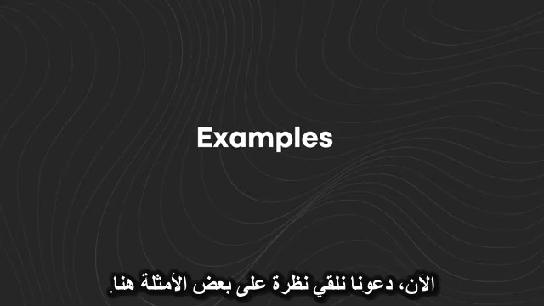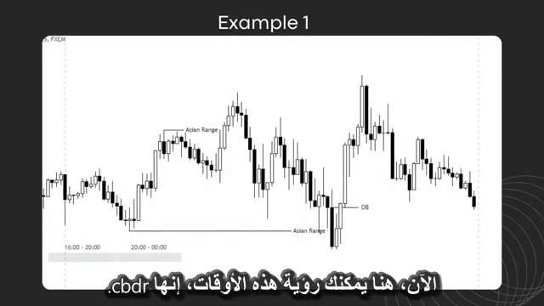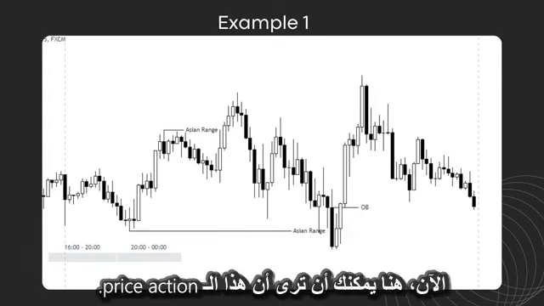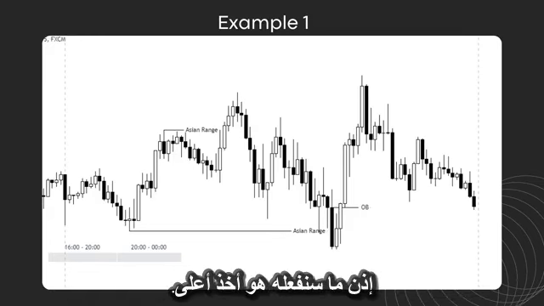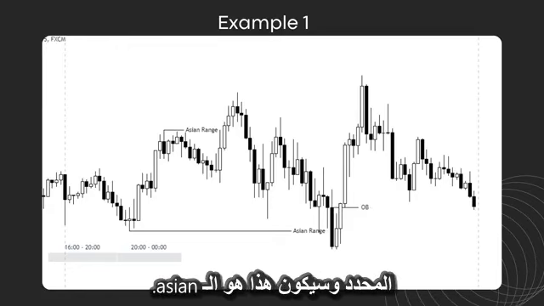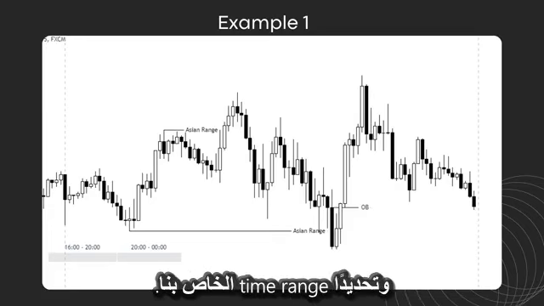Now let's look at some examples right here. Here we've got an example from last week. Right here you can see the CBDR range time and the Asian session range timing, right? You can see that this price action was formed during this key time, right? So what we're going to do is take the highest high and the lowest low formed during this particular time, and that would be our Asian session time range, right? And specifically our time range.